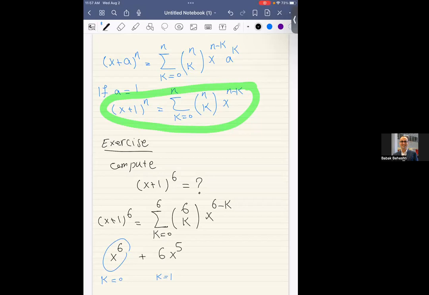Clear? Okay, now the next term, can you tell me the next term? You have 6 choose 2, it's 15. Now you have x to the power 6 minus 2, which is 4. I give it as an exercise to compute the next terms. You have how many terms? You have to compute the coefficients of x^3, x^2, x, and then 1. You have 4 more terms.